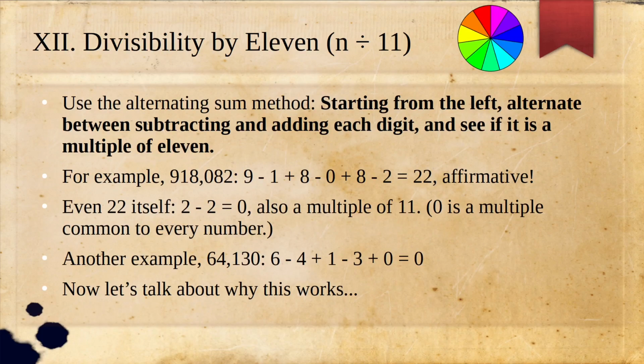Divisibility by 11. To test divisibility by 11, you can use an alternating sum method.